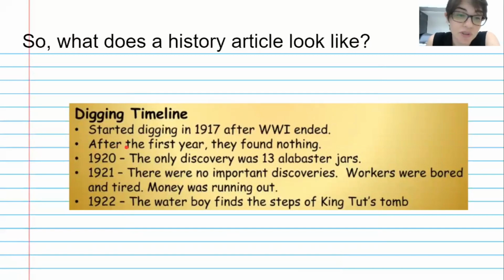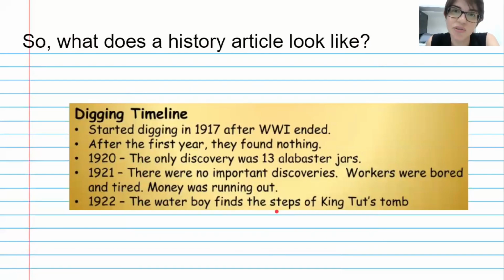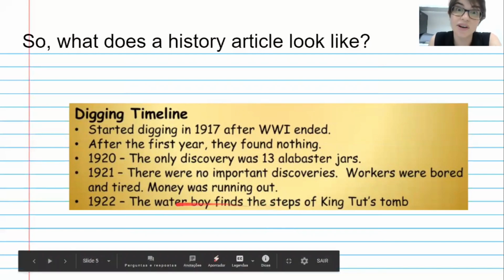After the first year, they found nothing. In 1920, he found a few alabaster jars. In 1921, no important discoveries. They were afraid they were wasting money. Everybody was sick and tired. But in 1922, the water boy finds the steps of King Tut's tomb, and Howard Carter, like you saw in the movie, looked through a little opening on the door, and he said he could see amazing things. And that's how they found King Tut's tomb.